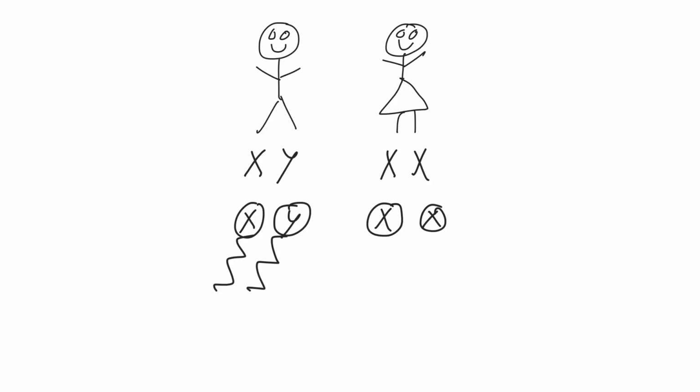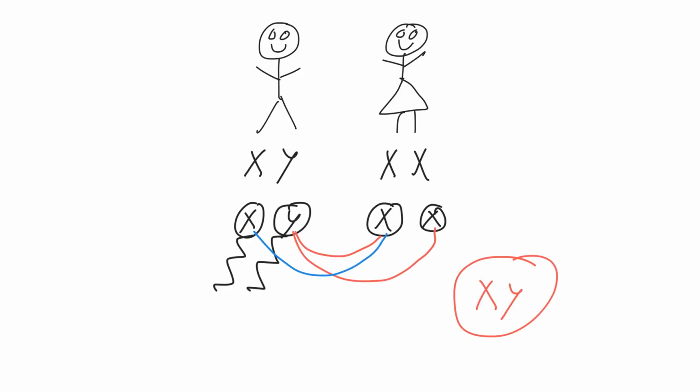So in determining the sex of a baby, which sperm fertilizes is what is the determining factor. So if a Y sperm fertilizes either one of the eggs, you end up with an X, Y zygote, which will develop into a male. And if the X sperm fertilizes either one of the eggs, you end up with an X, X zygote, and that will develop into a female.